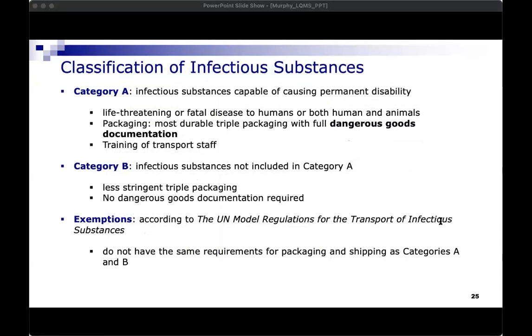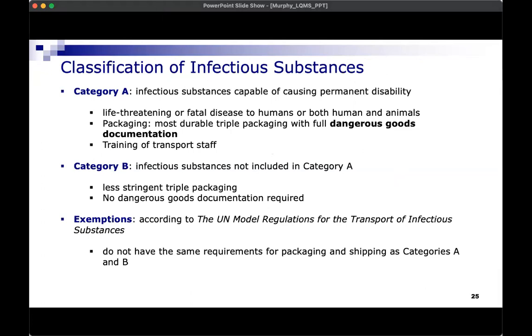So, classification of infectious substances. Sample transport requirements are based on the category of samples being transported. There are 3 categories: category A, category B, and then things that are exempt. Category A are infectious substances capable of causing permanent disability or life-threatening or fatal disease to humans or to humans and animals. And these require the most durable triple packaging with full dangerous goods documentation. It also may require training for transport staff.